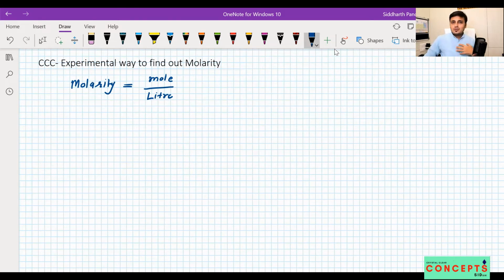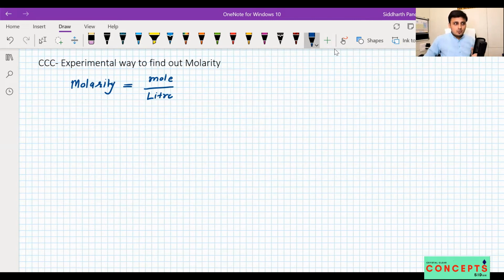Now suppose we are put in a laboratory experimental condition where we need to find out molarity for some compounds. For example, we are asked: prepare 1 molar NaOH solution, 1000 ml. That is the kind of condition we are in. So how do we do that? First of all, we go to the NaOH chemical. Then we have to take 1 mole of NaOH.